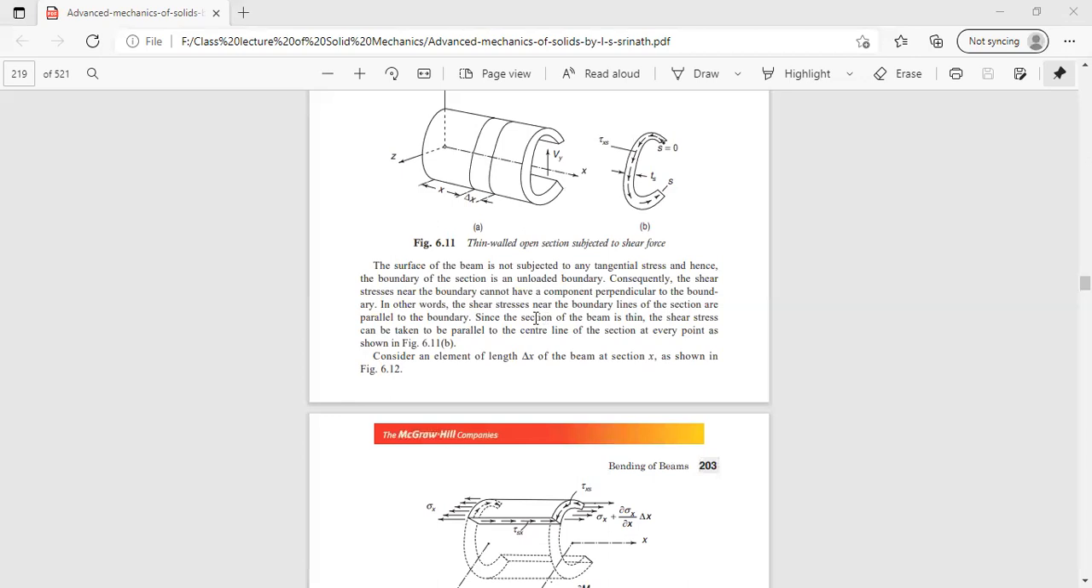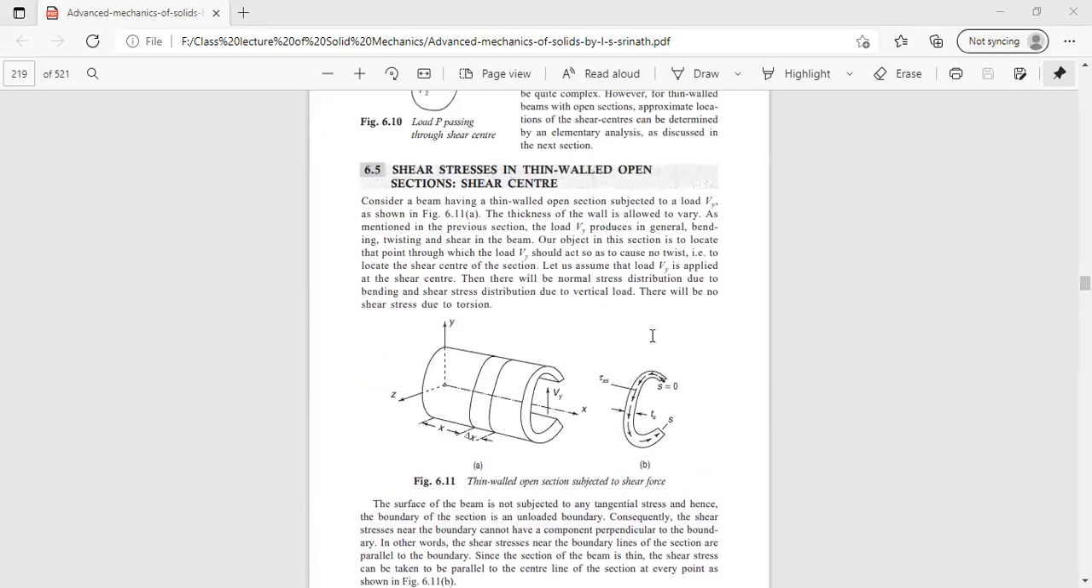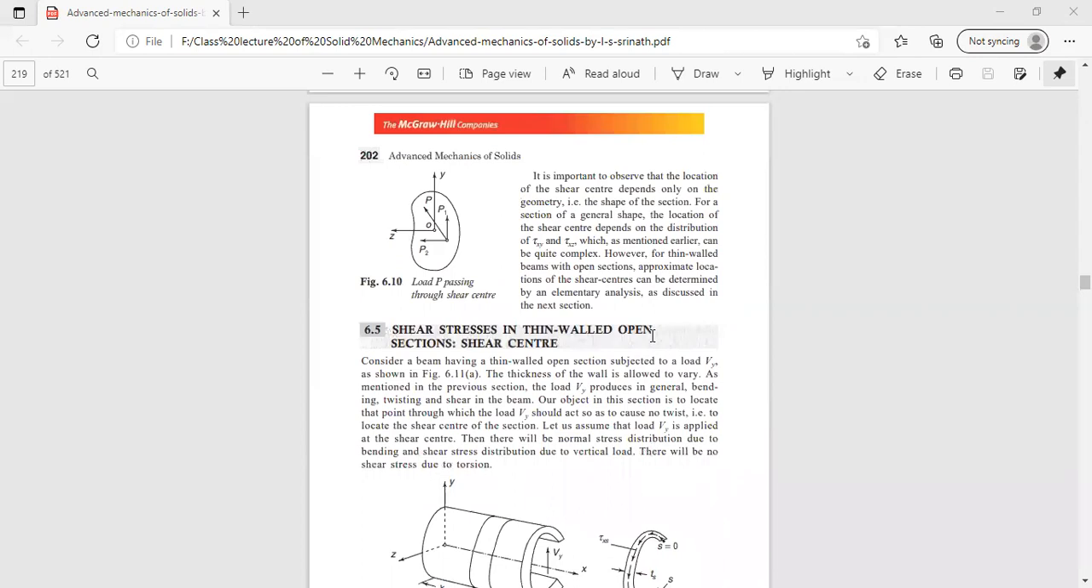The shear stresses near the boundary do not have a component perpendicular to the boundary. The shear stress near the boundary lines is parallel to the boundary itself. Hence, in a thin section, shear stress can be taken parallel to the center line of the beam. The location of the shear center depends only on the geometry, that is, the shape of the section.